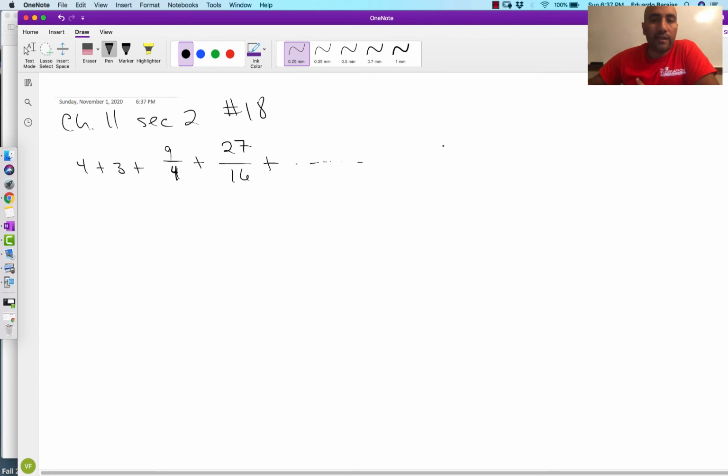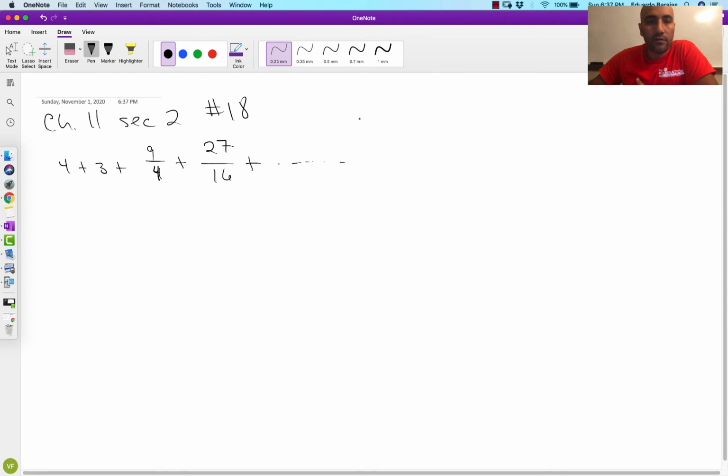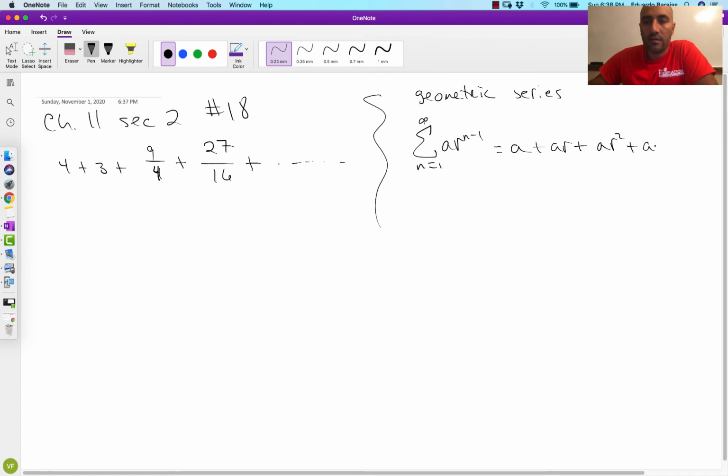Okay, remember that a geometric series, as we were told, has the following pattern. It goes from n equals 1 to infinity of ar to the n minus 1. And so if we let n equal 1, then we end up with just a plus ar plus ar squared plus ar cubed plus dot dot dot.